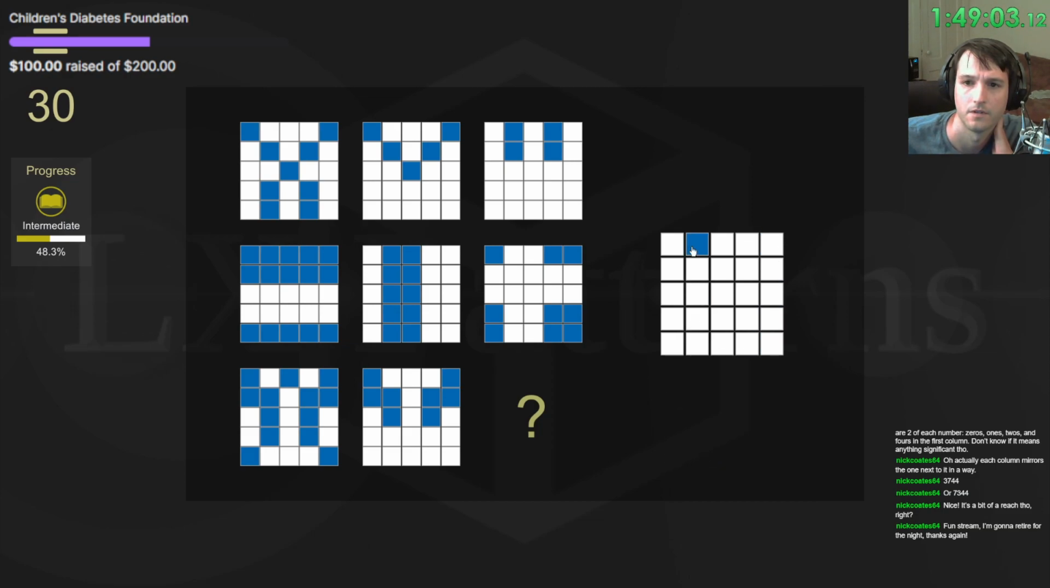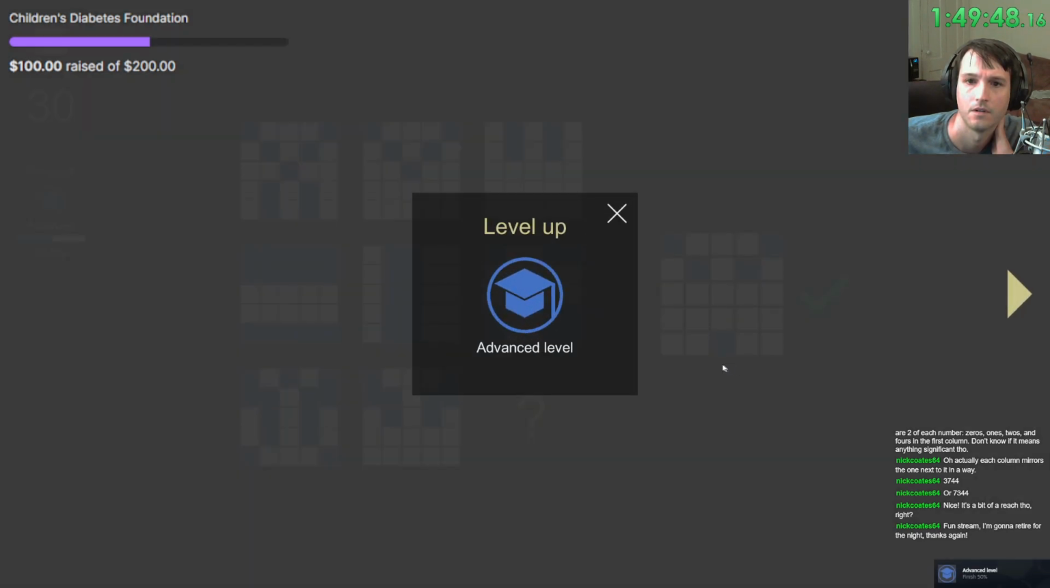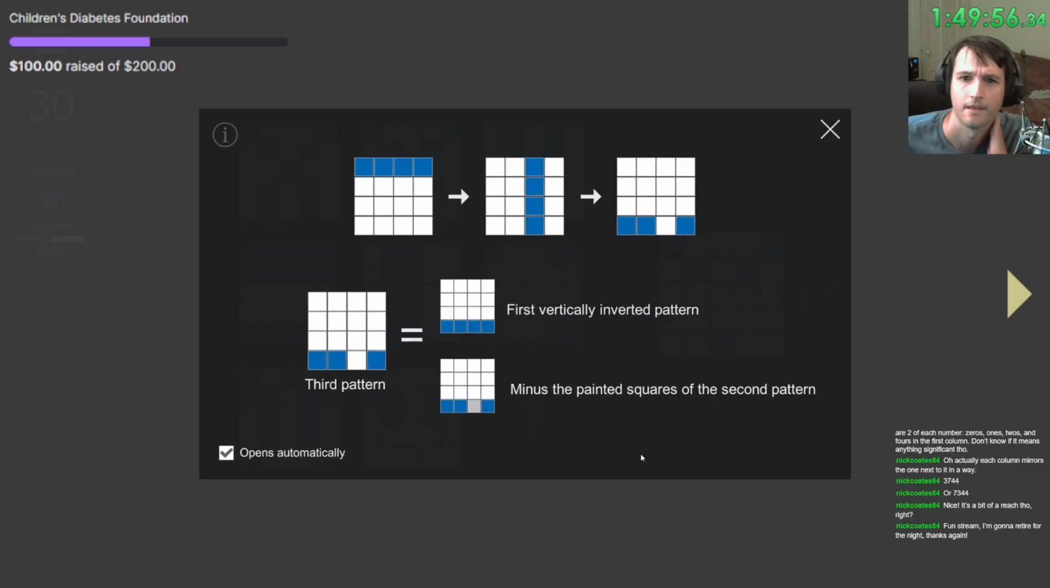Let's start over. That's that one. That one. Okay. And now we do the upside down one, right? It's upside down. What causes it to be upside down? So that into why is that?